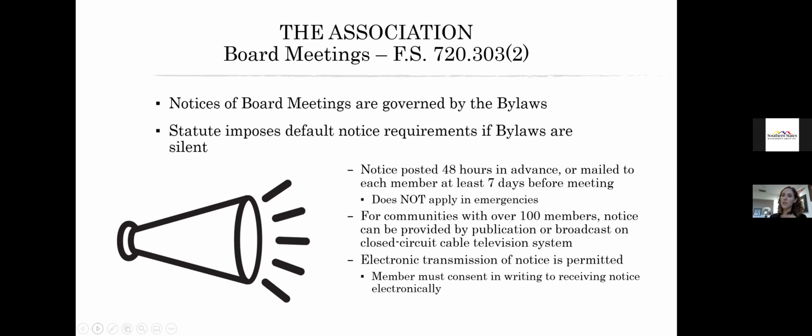For communities with over 100 members, you can also broadcast your notice. There are specific requirements related to that, which govern how often you need to broadcast the notice every hour, and how long it needs to be on the screen so that your members can comprehend the content of the notice and the agenda. Electronic notice is permitted, but members must give you written consent in order to receive electronic notice.